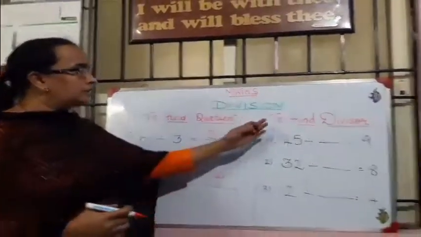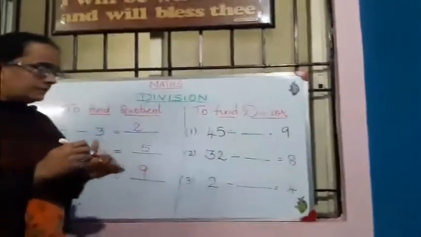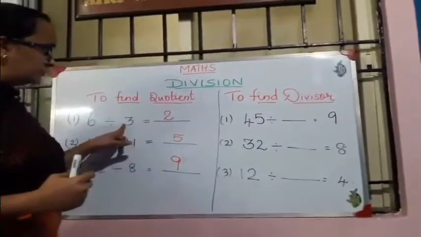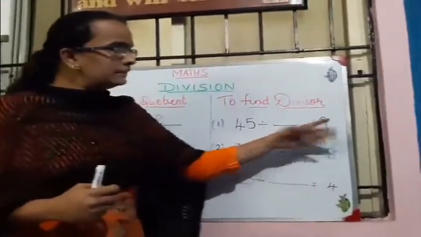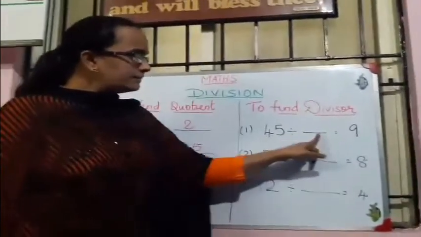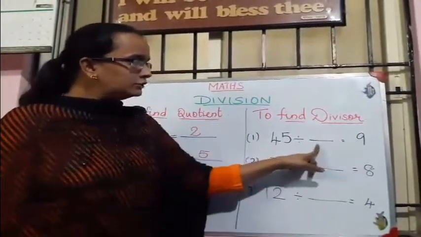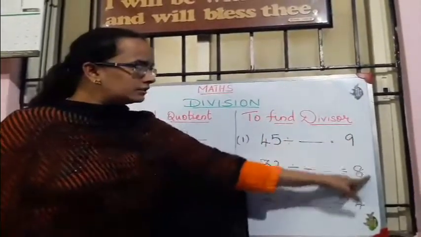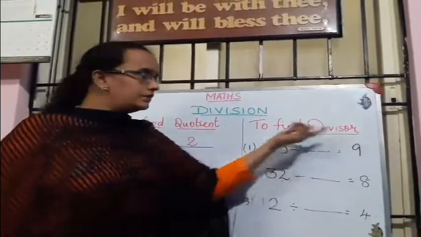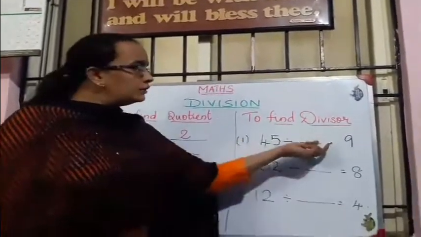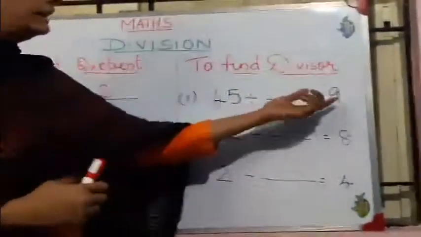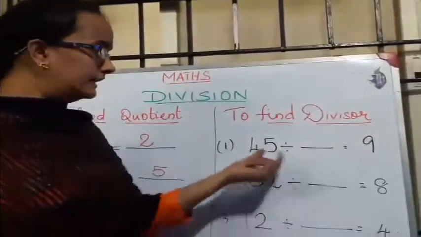Okay. So now to find the divisor, same method. To find the divisor, there is a trick. Here you told 2 tables. Here you have to tell the tables of the quotient. This is dividend, divisor, quotient. We have to find the divisor. Quotient is there, so whatever digit is there, if you tell that table till you get 45, you will know the divisor. For example, 9 is here. 9 tables we will tell till we get 45.